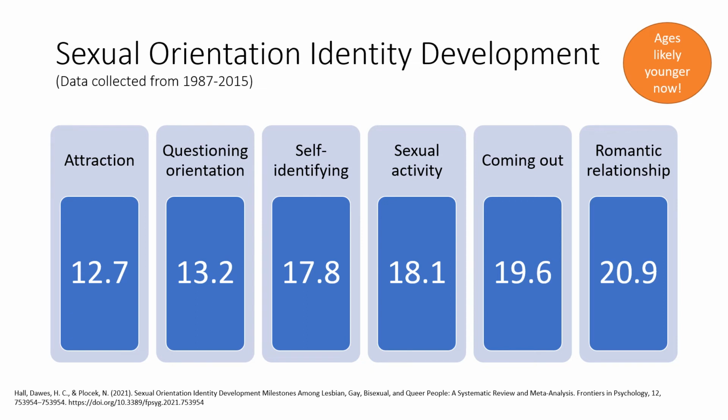But of course, not everyone does it this way or in this order. People might have sexual activity before they self-identify, for example. They might enter into a romantic relationship before they've really come out. And there are some mean ages here, based on a meta-analysis by Hall and colleagues, published in 2021, of 30 studies. But you can see the data was collected between 1987 and 2015, and when we think about our awareness around sexual orientation and how it's changing, it's likely that these ages are going to continue to become younger.